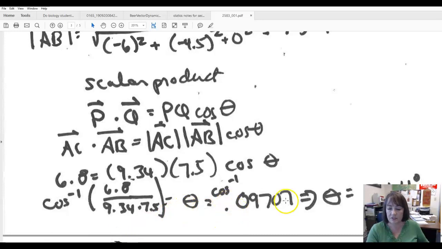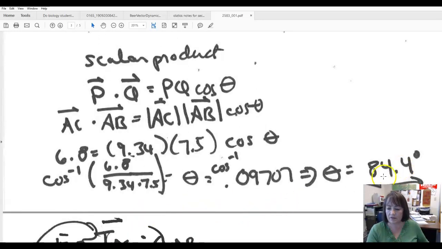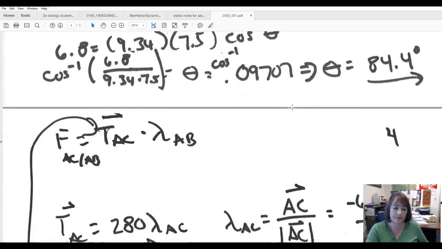So I take the inverse cosine of that number, and I get my value of theta of 84.4 degrees. So using the scalar product, I'm able to determine that the angle between those two vectors in three-dimensional space is 84.4 degrees. So that's in the plane in which they both exist. So that's pretty cool. It's a very powerful technique for finding that geometry.